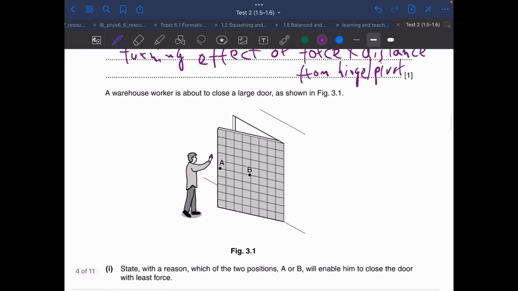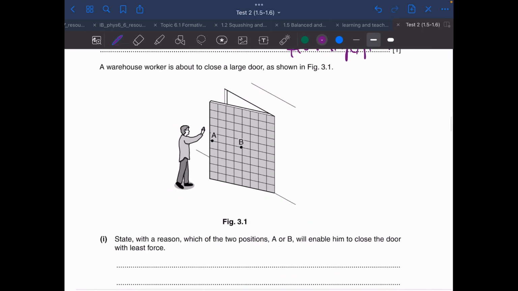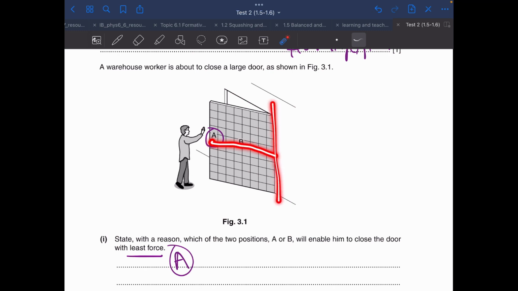Then we have a warehouse worker about to close a large door as shown in the diagram. State with a reason which of the two positions, A or B, will enable him to close the door with the least force. Okay, so the answer there is A. A is the answer. And why is it A? Because there's a larger distance to the hinge. The hinge is here. That's where the door is turning, okay? So from A to the hinge, there's a larger distance than from B to the hinge.